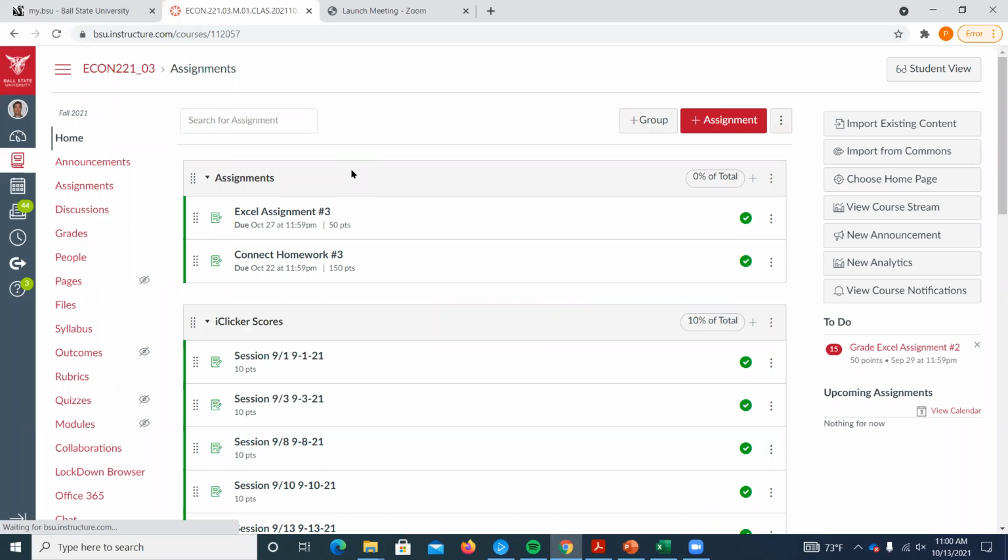Yesterday I posted another assignment on Canvas, which is the Excel assignment. So we'll have these two assignments running side by side. The Excel goes a little bit further than the Connect does, so it dates basically from today. So I would start with the Connect and work on that.